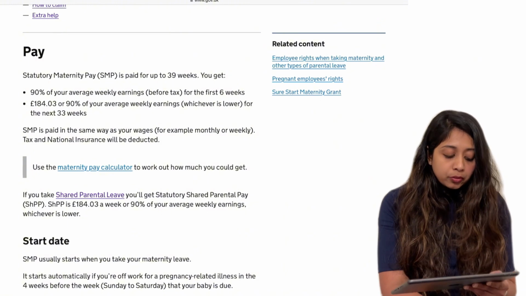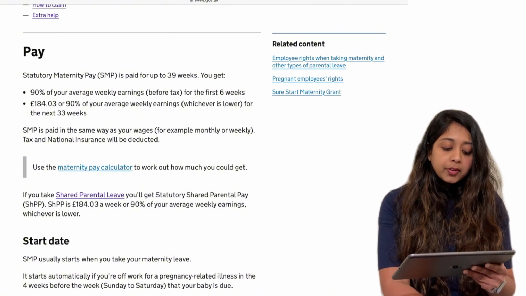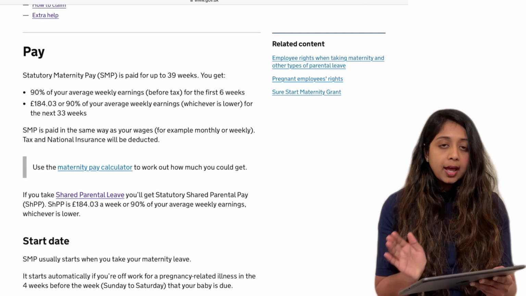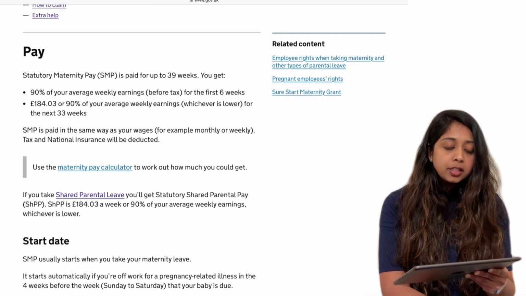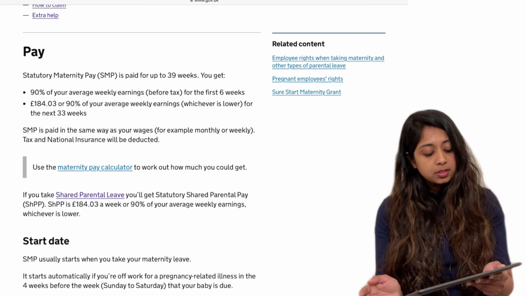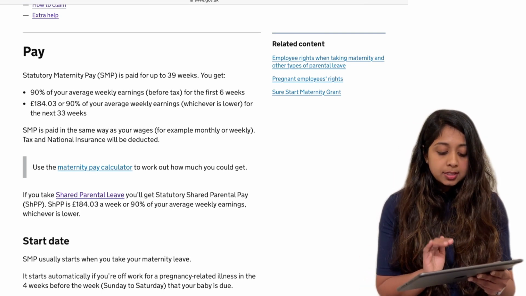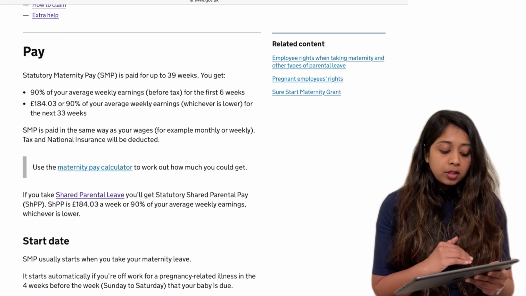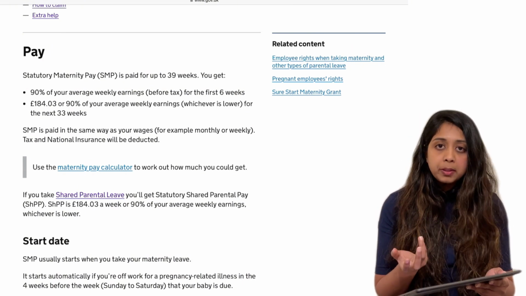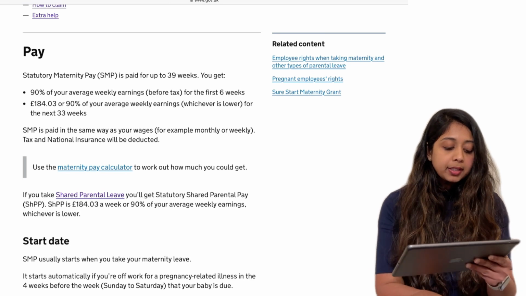You will get 90% of your average weekly earnings before tax for the first 6 weeks, and then £184.03 or 90% of your average weekly earnings, whichever is lower, for the next 33 weeks. So that's how you will be paid your statutory maternity pay.